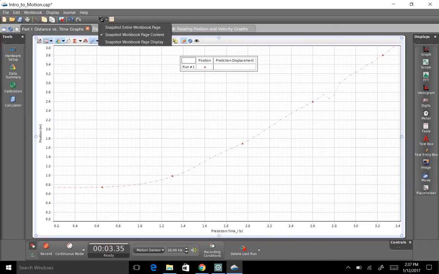The one in the middle, snapshot of the workbook page content, that will be just the displays. Or I can do snapshot of the workbook page display. Since I only have one display, the bottom two are identical. If I had two displays, it would be different. So it doesn't matter which one for today, because we only have one display, so I'll leave it on the middle one. To take a picture, I now click on the camera icon.